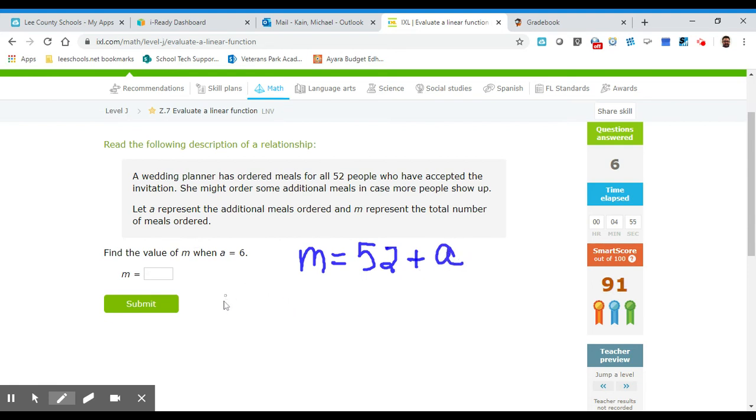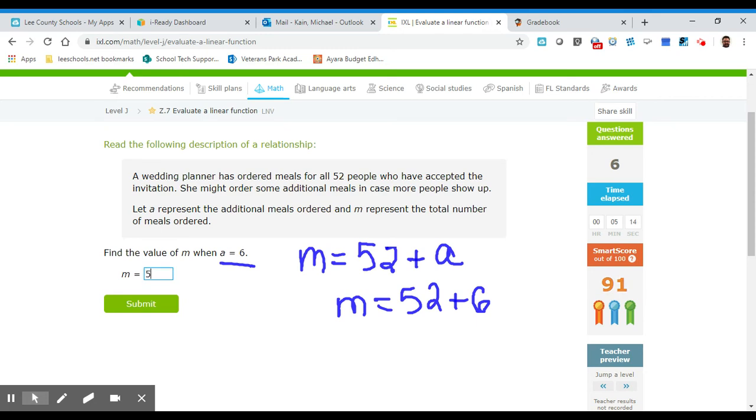Now, in the problem, it says find the value of M when A equals 6. So if we plug in 6 for A, we're going to get 52 plus the 6 additional people, which is 58.